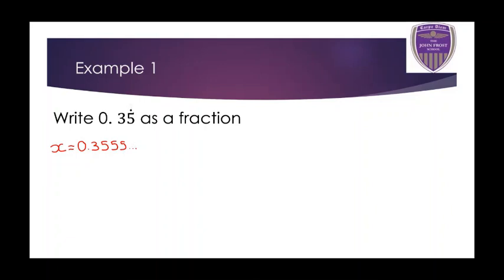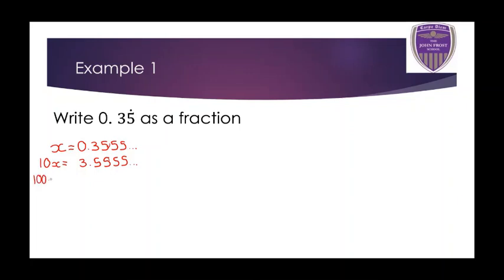So let's go through the same method as last time. So if x is 0.355, let's try using 10x. What is 10x equal to? Well, that will be equal to 3.5555 recurring, okay? Now, unfortunately, the decimals don't line up here. We've got 5 and 5, 5 and 5, 5 and 5, but then we've got 3 and 5. So because they're not the same, we can't really use x and 10x, okay? So let's have a look at using 100x.